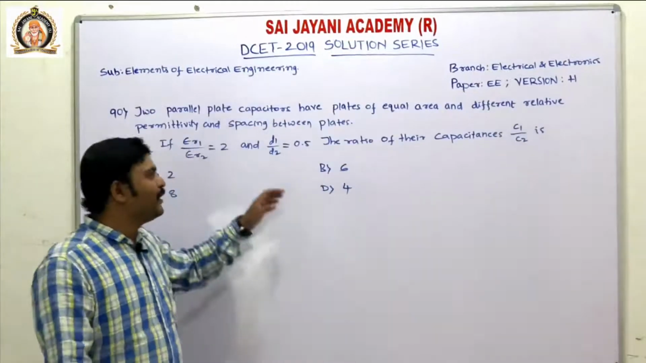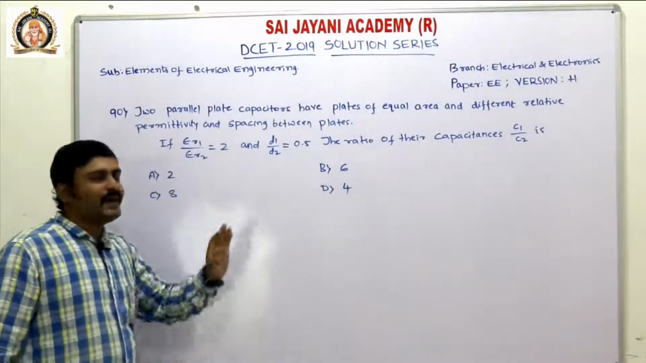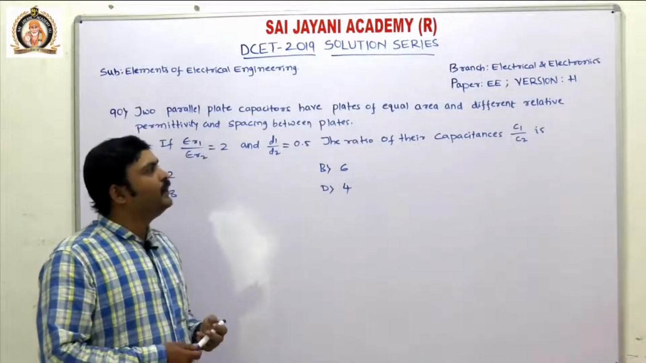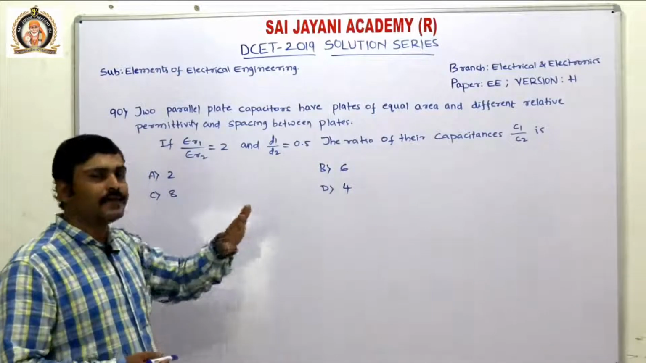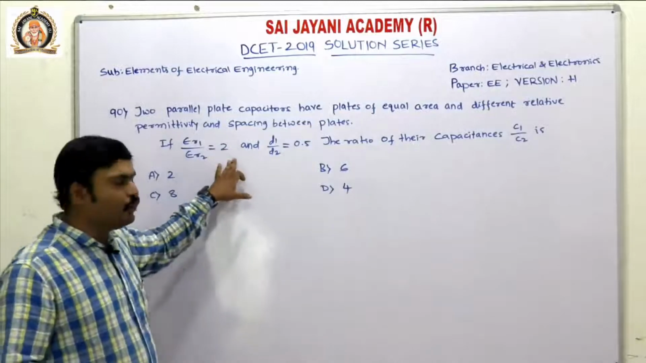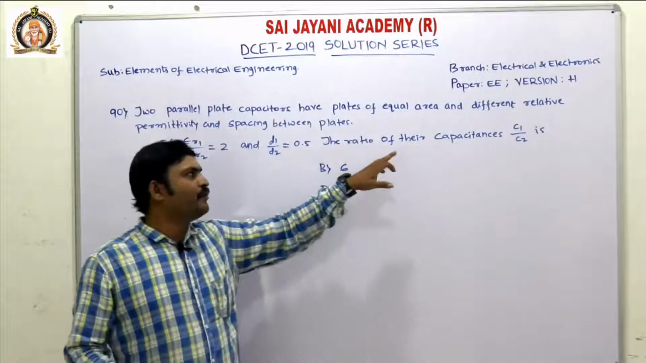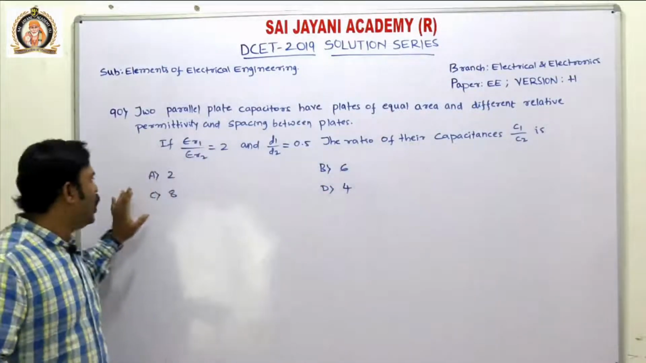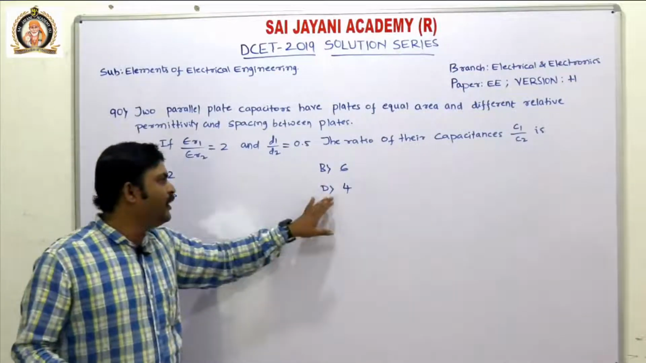Now let us see the question number 90 in the same question paper. Two parallel plate capacitors have plates of equal area and different relative permittivity and spacing between plates. If epsilon R1 by epsilon R2 is 2 and D1 by D2 is 0.5, the ratio of their capacitances C1 by C2 is option A 2, option B 6, option C 8, option D 4.